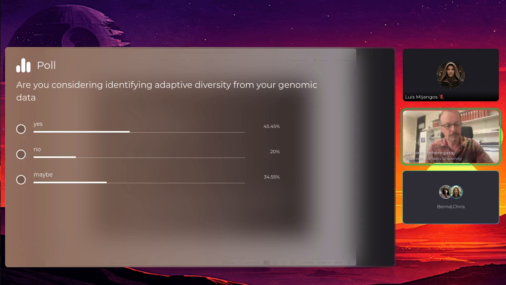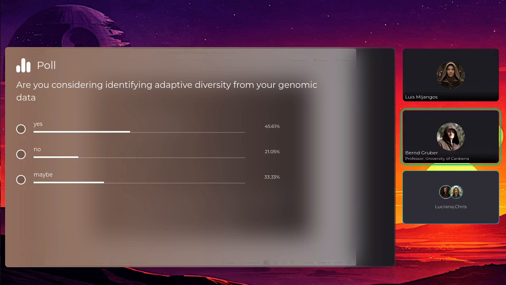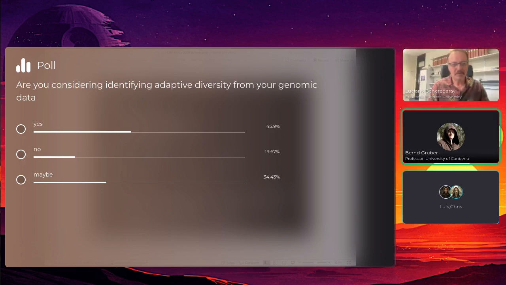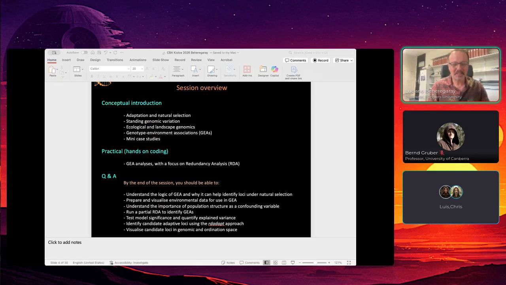So how do we do this now, Bern? Should we have a look at the results? I cannot access them from here. Okay, I can't see the result. Oh, yes, it's 45%. No, it's 21%, and maybe it's 33%. So most people, the majority, are using it, and maybe, and see if you can convince the maybe ones. Great. Which are at 34% at the moment. Okay, great. We might go back to this question by the end of the session. All right. So let's move on then.